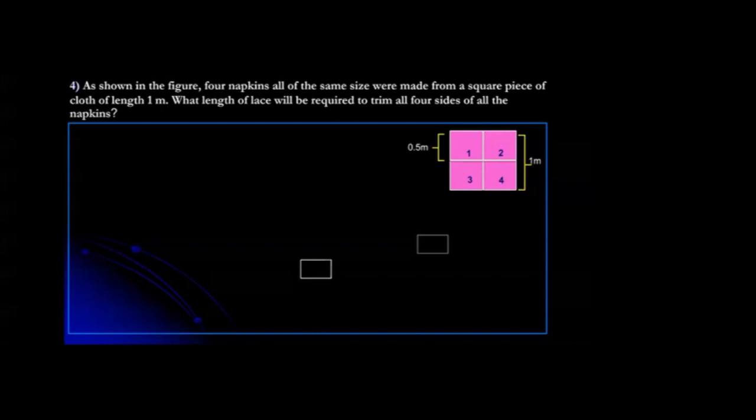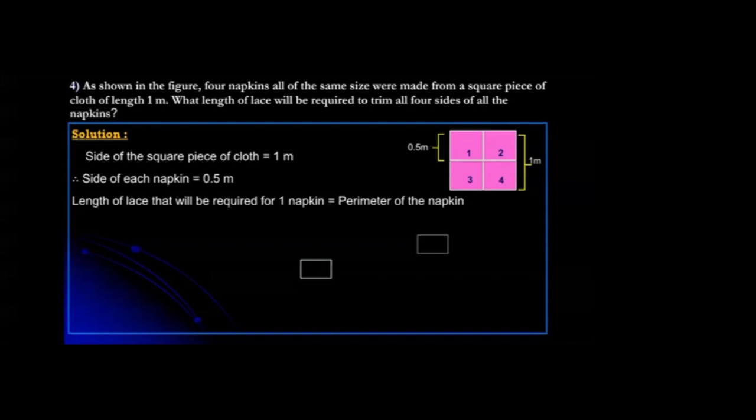We have to find out the total length of the lace required to trim all 4 sides of the napkin. See, the side of the square is 1 meter. So the side of each napkin, here in the pink square you can see there are 4 napkins, and the side is 0.5 meter. The length of lace required for one napkin is equal to the perimeter of one napkin.